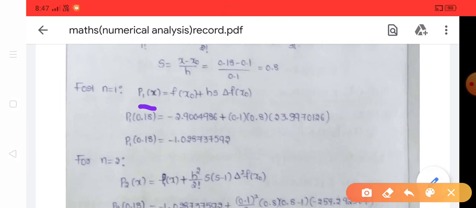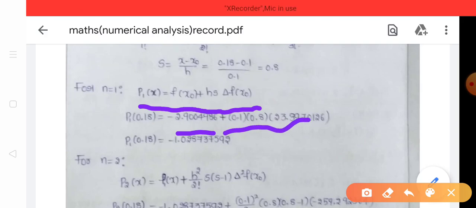P1 of x is equal to f of x naught plus hs delta f of x naught. This is first divided difference formula. P1 of 0.18 is equal to 2.9004986 plus 0.1 into 0.8 into 23.3970126.